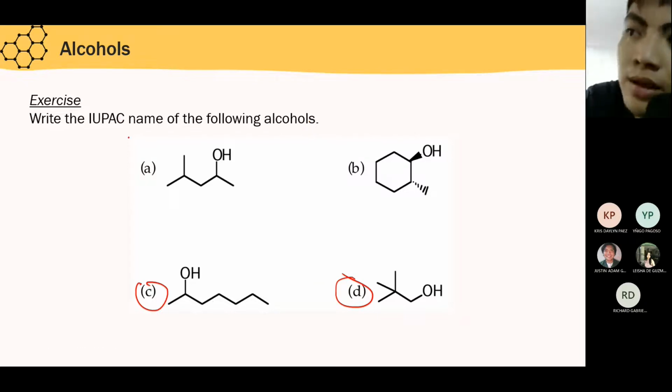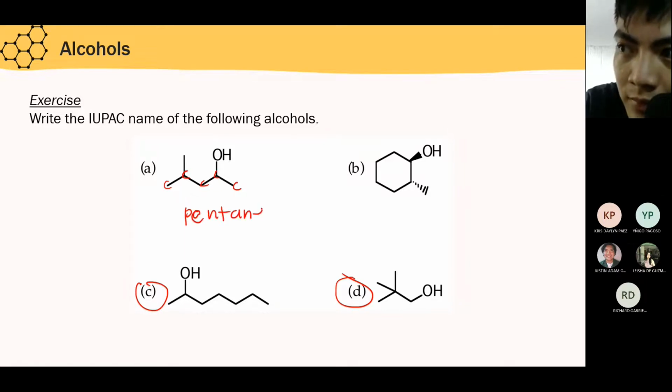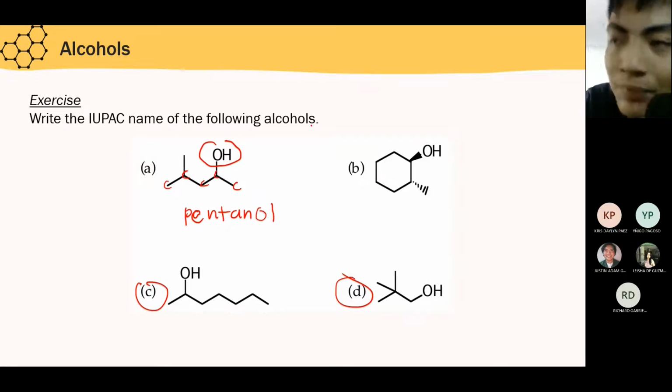Okay? So we have this molecule. Okay? Hanapin mo muna yung longest carbon chain. So, ito yon. So, 1, carbon, carbon, carbon, carbon, carbon. So, 5 carbon, yung longest chain. So, basically, this is pentane. Pero, may OH ka. So, anong gagawin mo? Yung E ng pentane, papalitan mo to all. Pentanol. Okay? So, pentanol yung parent name mo.